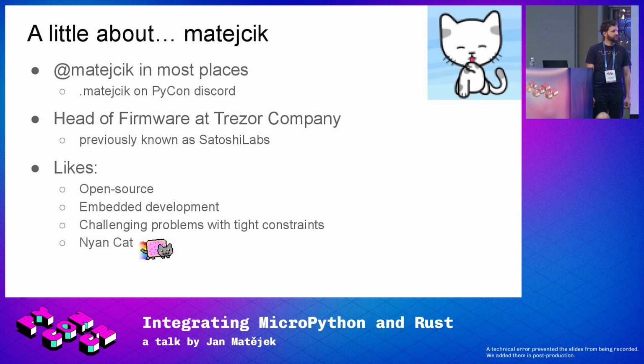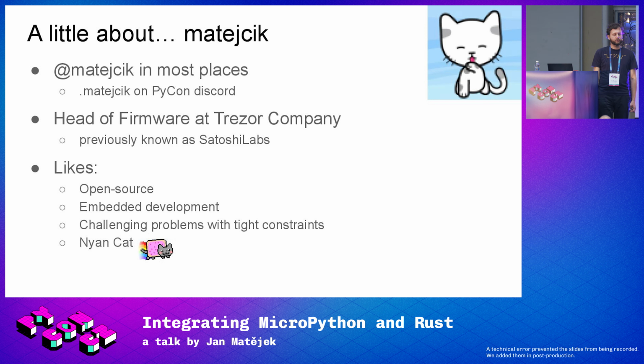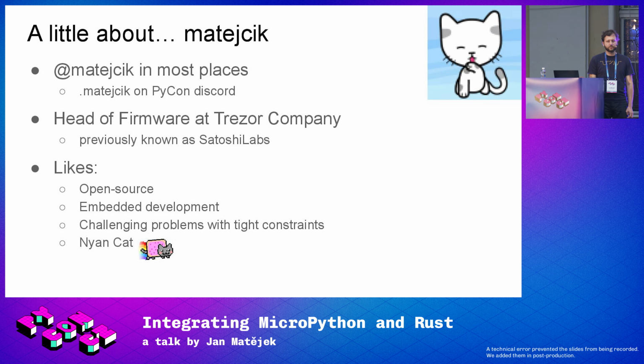And this talk is going to be about what I do at my day job as the head of firmware at Trezor Company, which is writing performant code in Python and Rust on a very small CPU. I like open source, I like embedded development and challenging problems with tight constraints, so this thing hits all three, not the last one, sorry.